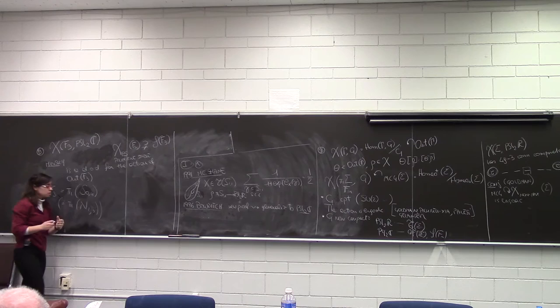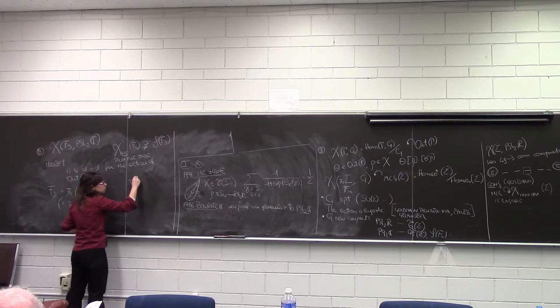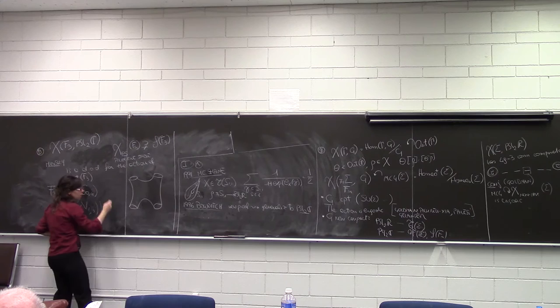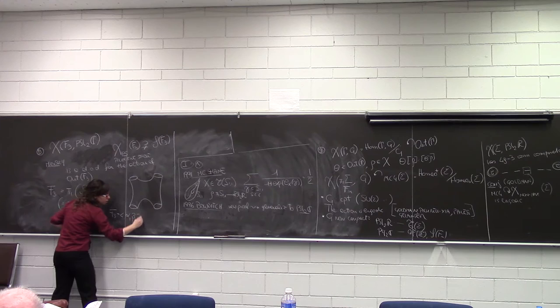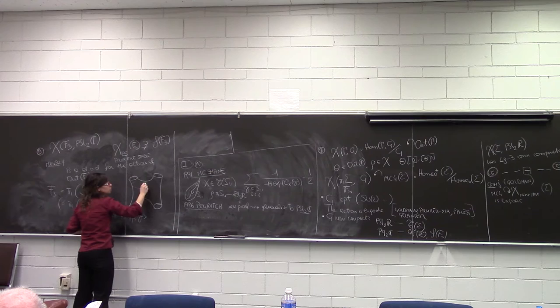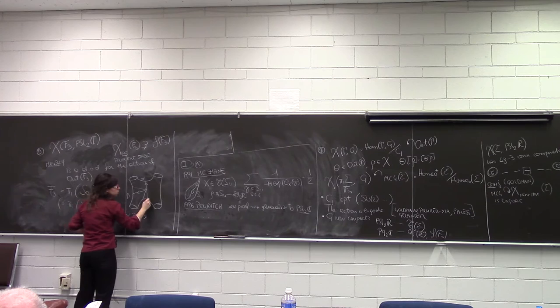Okay, how do you do that? You have your F3, which we will see as generated by alpha, beta, and gamma.